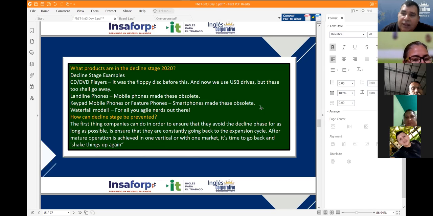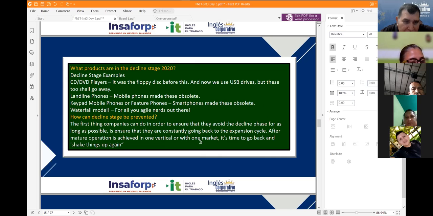So the ones that we call beans, frijolitos, right? The beans, dumb phones. So they will disappear too. Waterfall model for all of your agile nerds out there. Okay, so the waterfall means they are cascading, they are falling over.